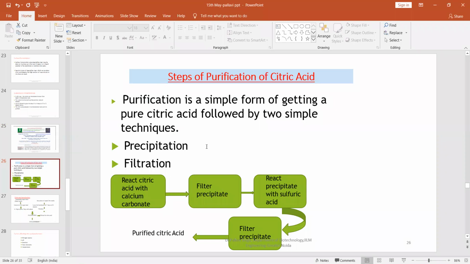This is the purification that I have discussed in my slide. The citric acid which you have produced in the broth after submerged fermentation, you need to add calcium carbonate. This calcium carbonate will react with the citric acid and form calcium citrate. And then you have to add sulfuric acid to precipitate it. After adding the sulfuric acid, the citric acid comes in pure form and you can easily extract. So these two chemicals need to be added, calcium carbonate and sulfuric acid.